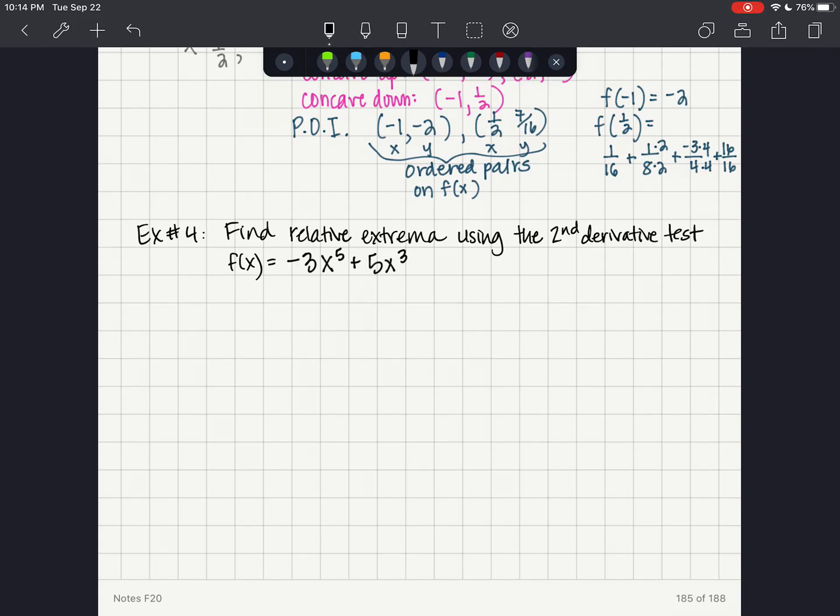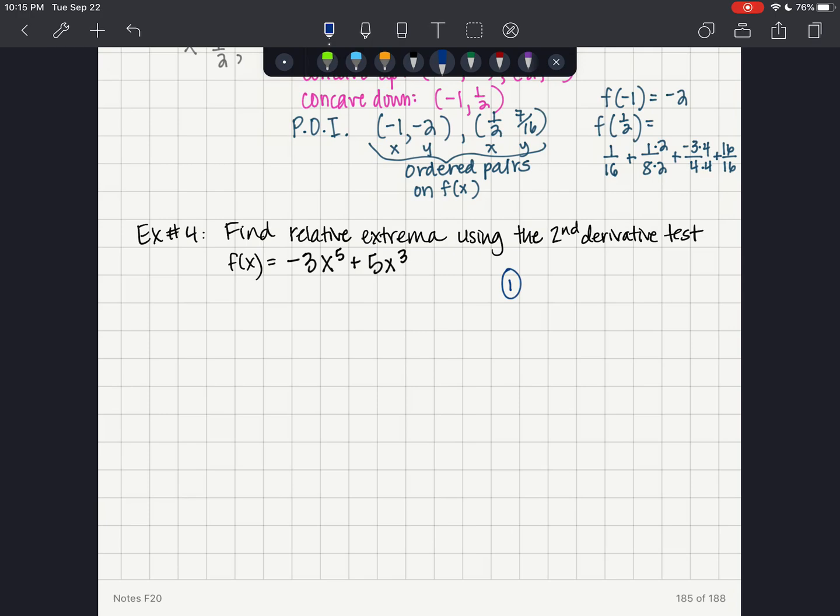Okay, the second derivative test isn't a test that I use all the time, but it is actually pretty cool, so it's worth definitely going over. We're going to find the relative extrema using the second derivative test for f of x equals negative 3x to the fifth plus 5x cubed.